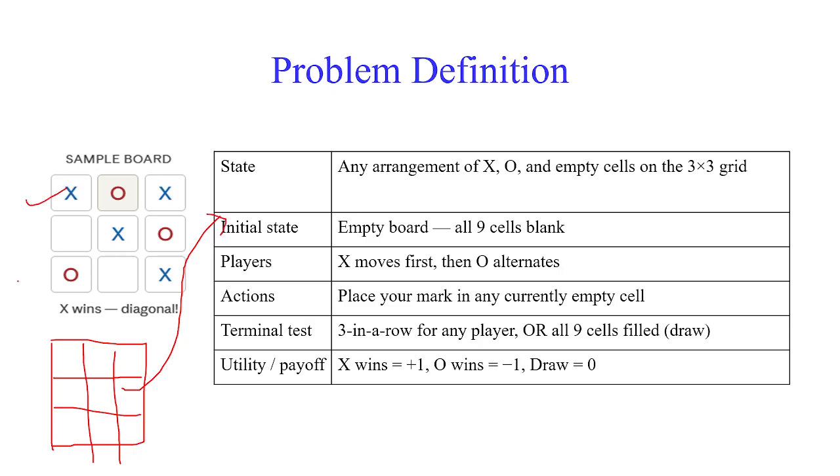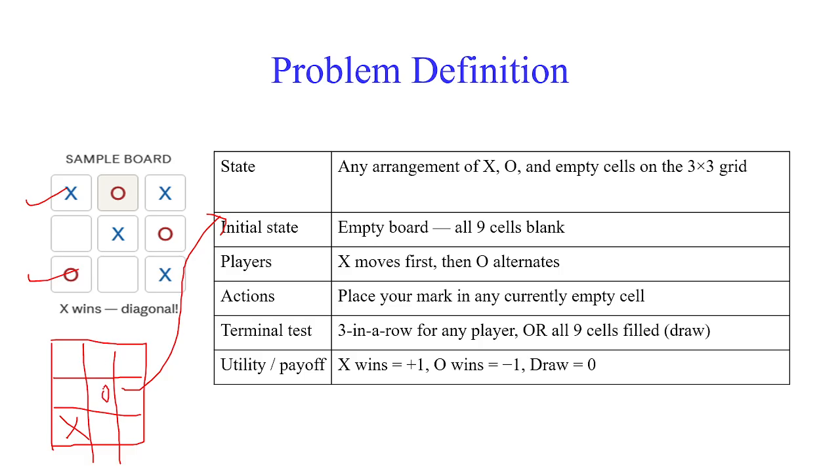Players, you have already X and O. So they alternate between the moves. Okay. So when we talk about the actions, a player can place their mark in any empty cell. Simple, bounded and well defined. If I'm going to start the game, I can place anywhere. I can place it here. If the O is going to place, it can place it here.